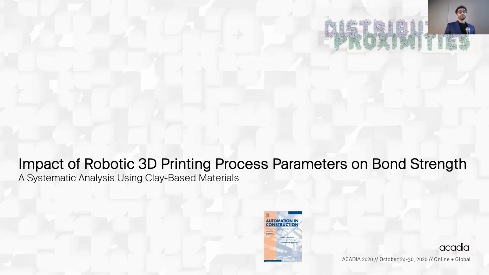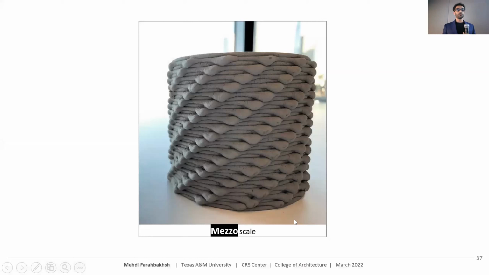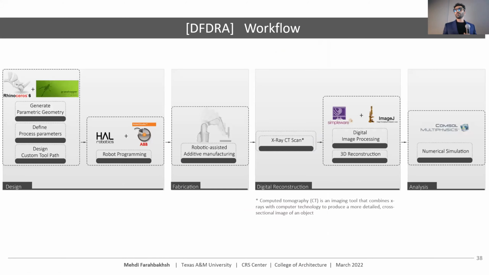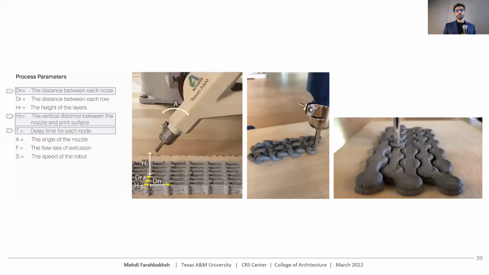In this project, we have two papers, one published in ACADIA, the other under review in Automation in Construction. We were trying to focus on the binding between layers, and we tried to address that by design and technical considerations in the design process. We came up with a workflow that covers design and fabrication, and then we needed to test that with the digital tools we had, and also finite element analysis.